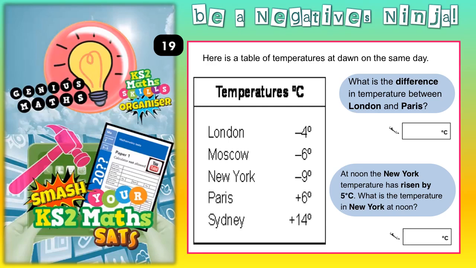Question 19. Here is a table of temperatures at dawn on the same day. What is the difference in temperature between London and Paris? Well, London is on -4 and Paris is on +6.